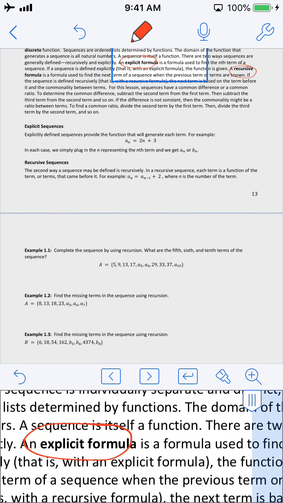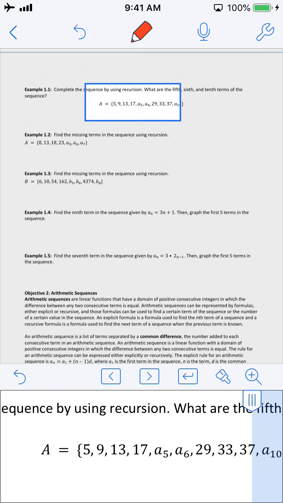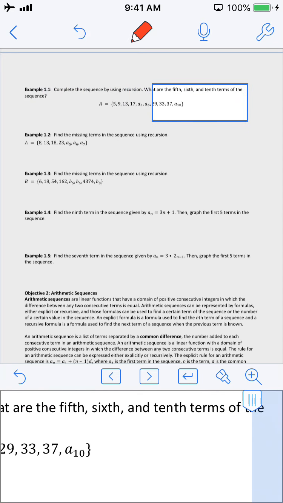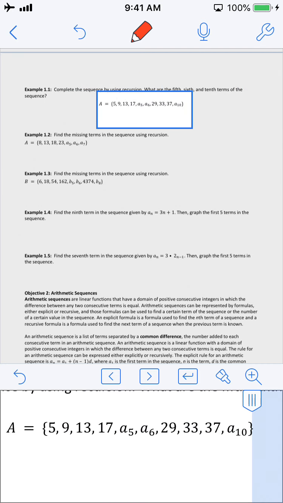All right, let's go. Example 1.1. Complete the sequence using recursion. What are the 5th, 6th, and 10th terms of the sequence? Okay, let's pretend it didn't say with recursion. We're at home. Our super old aunt just gave us one of those really classic picture puzzle books, right, for Christmas or whatever, and we're bored out of our minds. So we decided to open it up. Maybe we're humoring her and we're doing one of the puzzles, right? And this is a puzzle, and it says, okay, find the missing pieces.